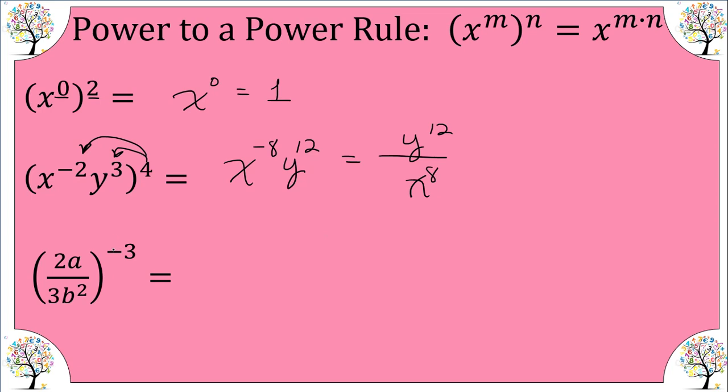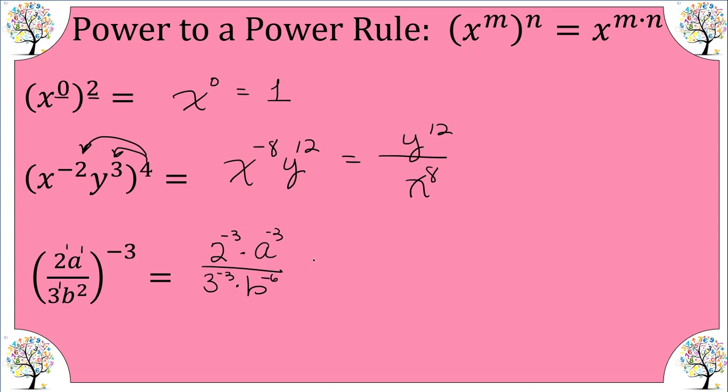Okay, next we have this negative 3. Now, we have 1, 2, 3, 4 factors in this expression. And this negative 3 is going to be multiplied by every exponent of every factor. So that is why I like to write in the understood one so I don't forget anybody. This negative 3 goes to even the coefficients, okay? So we're going to have 2 to the negative 3rd times a to the negative 3rd over 3 to the negative 3rd and b to the negative 6.